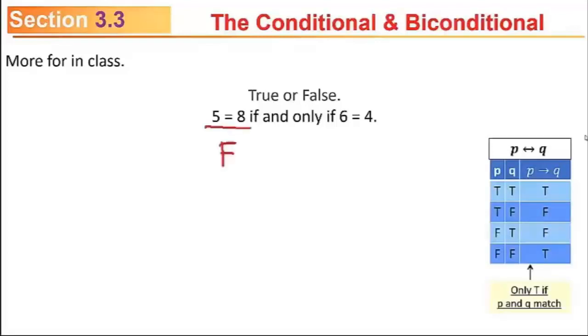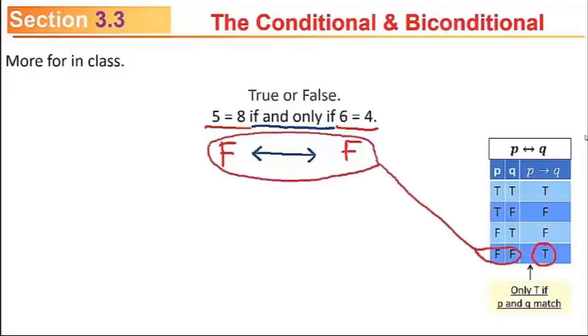If you go back up and look at this statement, 5 equals 8 is false, 6 equals 4 is false, and the if and only if is the double-pointed arrow, or the double-headed arrow, and they do match, so the statement would be true.